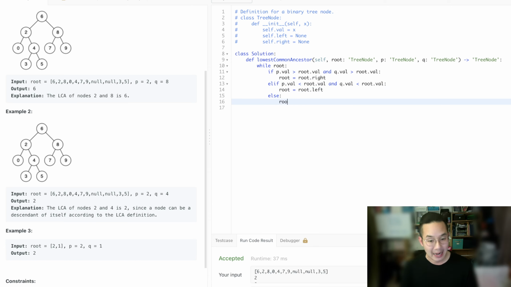Otherwise, there happens to be a split. We must have split because the P is greater than the val and the Q is lower than the val, one or the other, or they are equal. So in those cases, we'll just return root because we have found the item. Let's run the code.